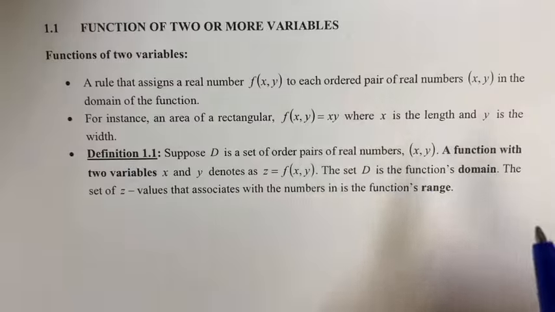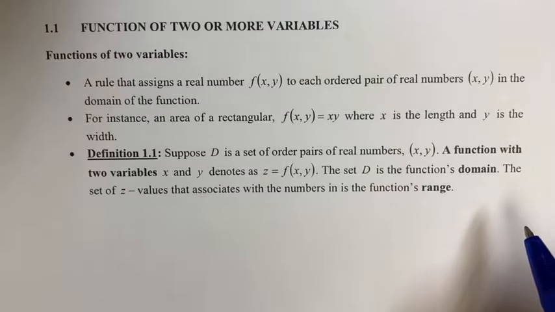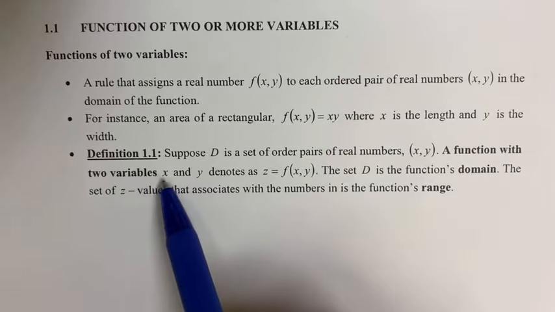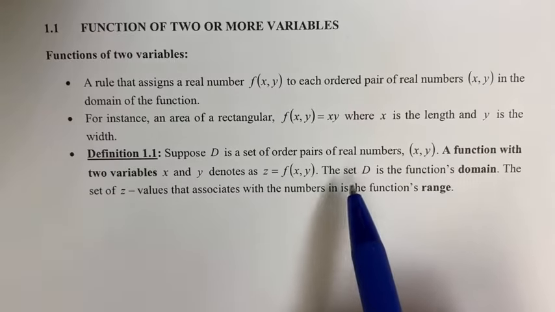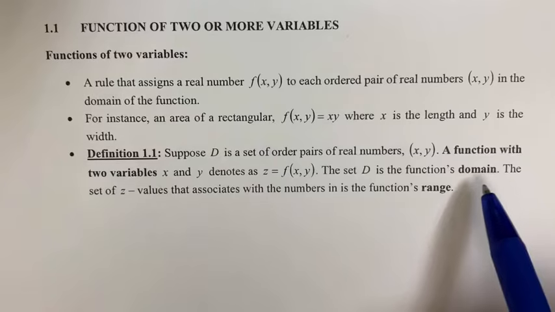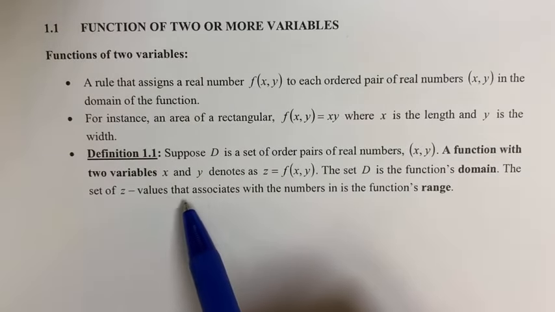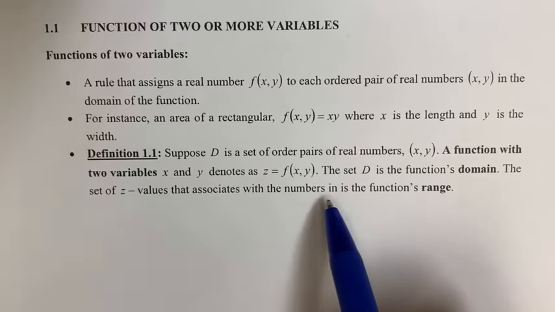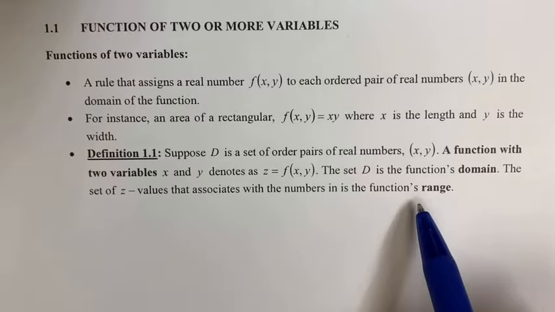Let's see definition 1.1. Suppose D is a set of ordered pairs of real numbers x and y. A function with two variables x and y is denoted as z = f(x, y). The set D is the function's domain. So this is the definition for domain. The set of z values associated with the numbers in D is the range.